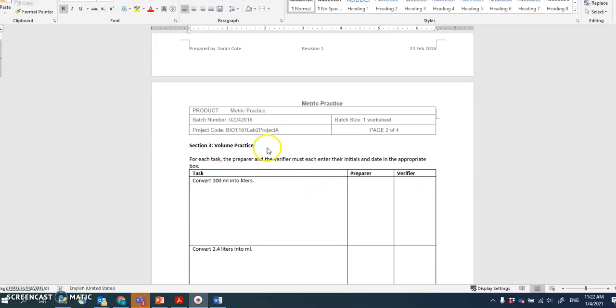So volume practice, like I said, in metrics, the volume units are liter, milliliter, microliter, right? So the conversion is kind of thousandfold. So normally, 100 milliliter equals what? 0.1 liter, because 1 liter equals 1000 milliliter. So if you convert 100 milliliter into liter, it's going to be 0.1 liter, right?